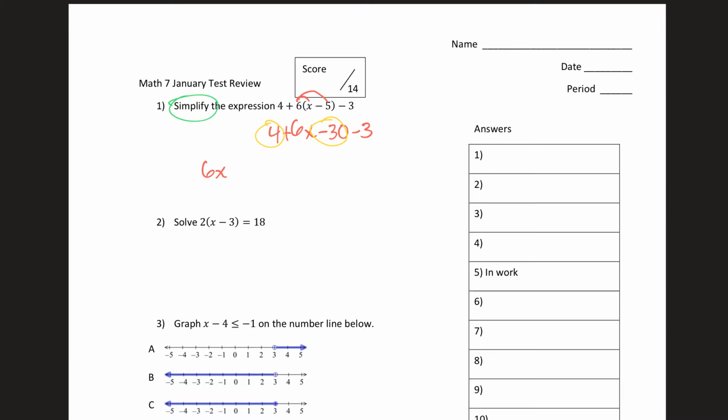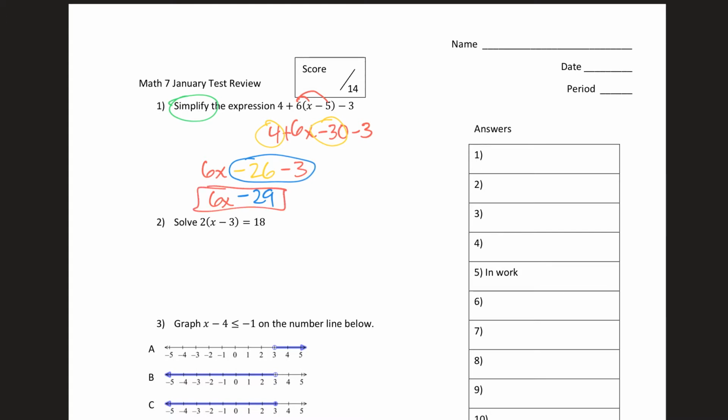So I'll put this in pieces here. So I have negative 26, which looks like minus 26, and then minus 3. And negative 26 minus 3 is negative 29. So when I put these two together here, I get negative 29. I'm going to do different colors here. So that would be 6x minus 29, and that is our answer.